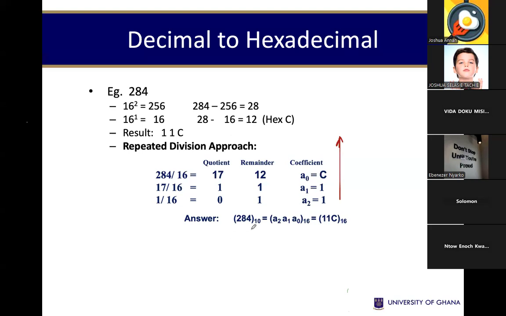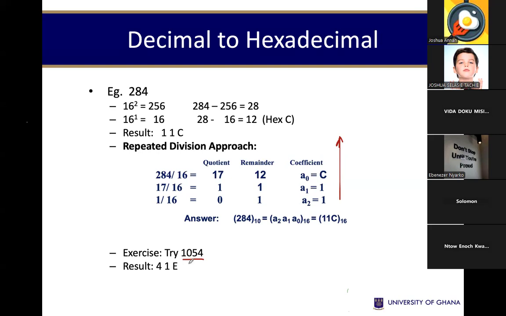Okay, so the 284 in base 10 will now give you 11C with a base of 16. So you can try your hands on this, okay? Because of time, I'll leave it as it stands so that when you go home, you try. But when you try it, you're going to have this 41E.